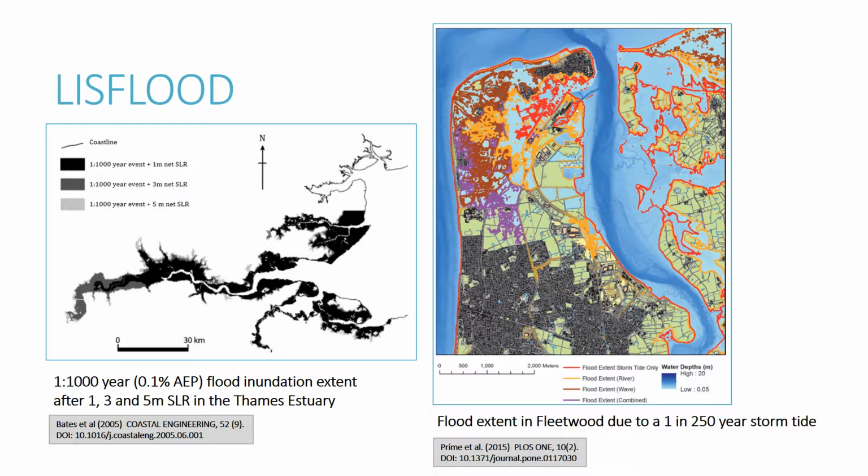For example, to estimate a 1 in 1,000 year flood event with varying degrees of sea level rise in the Thames estuary, or flood extent in Fleetwood, northwest England, due to a 1 in 250 year storm tide with sea level rise, river flow, wave overtopping, and a combination of these variables. These examples show how LISFLOOD can be used in a sensitivity study context to simulate a number of different conditions the coastal zone may experience.